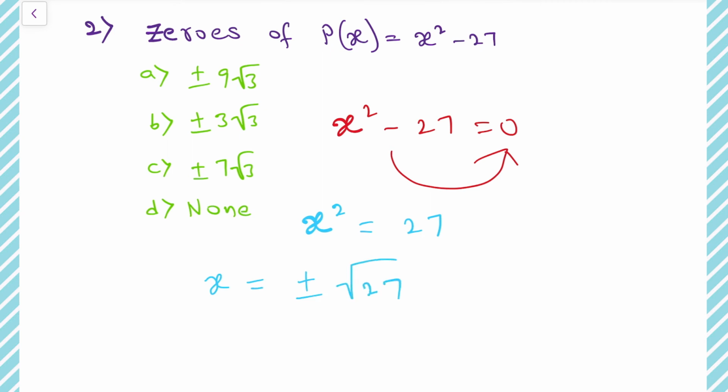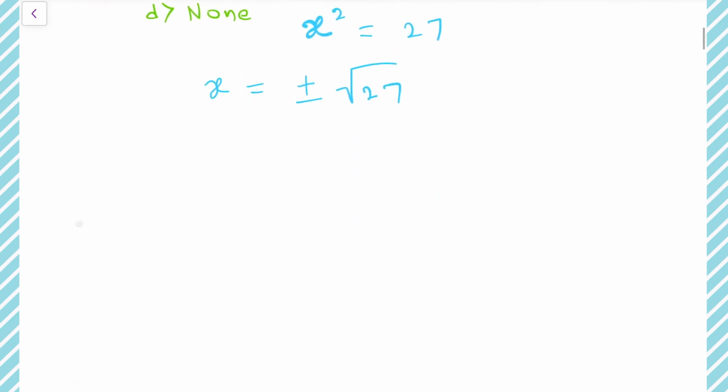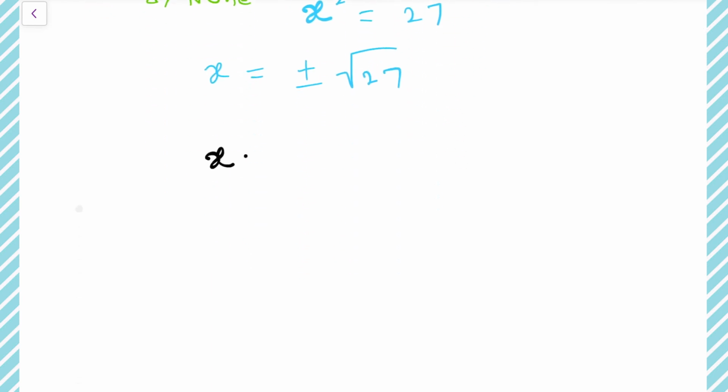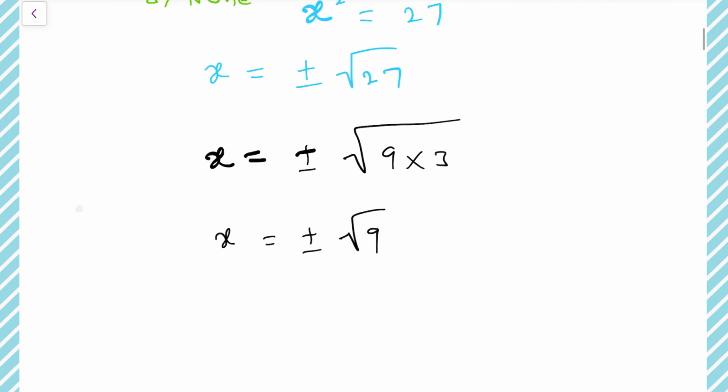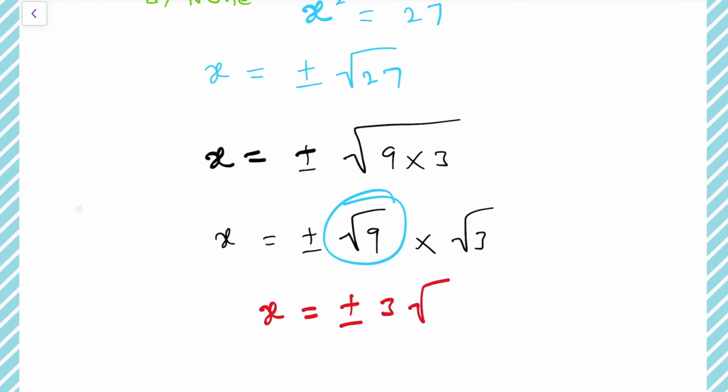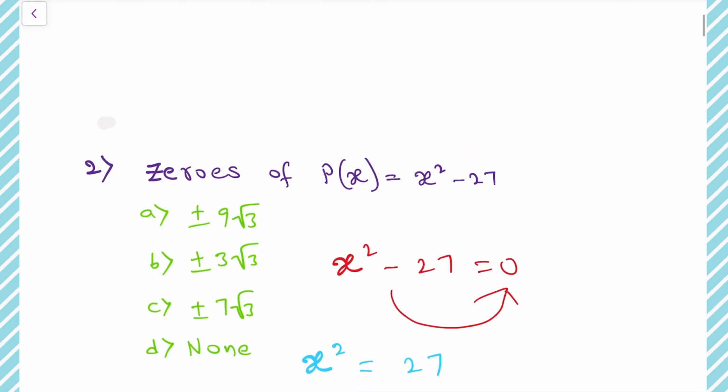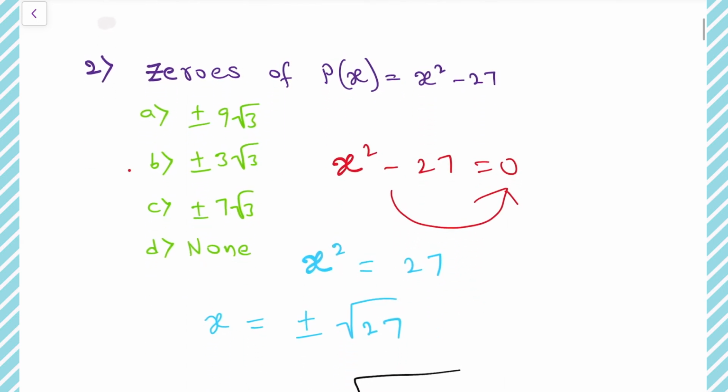Now this direct root 27 option is not there, so again we need to simplify this further. So x is equals to plus or minus under root 27, which can be written as 9 3s are 27. X is equals to plus or minus under root 9 into 3, can be separated as root 9 into root 3. So what is the value of root 9? That is 3. So x is equals to plus or minus 3 into root 3, or 3 root 3. So plus or minus 3 root 3. Option B is the correct option.